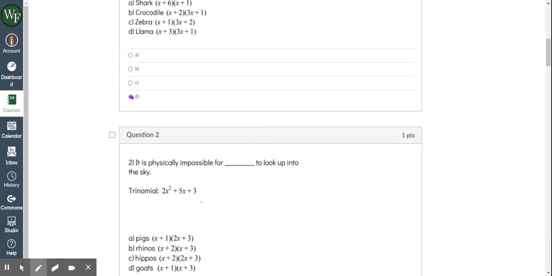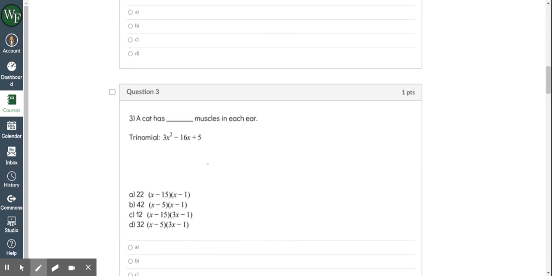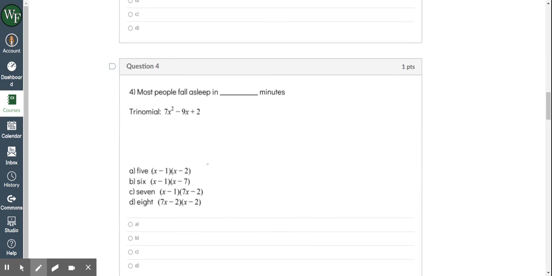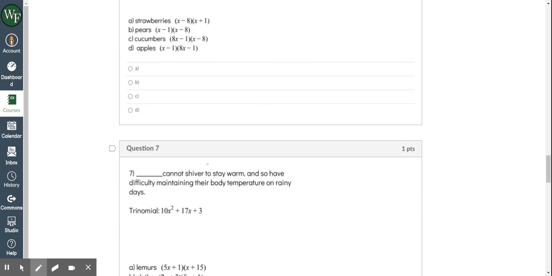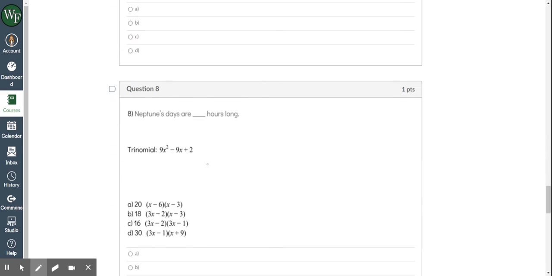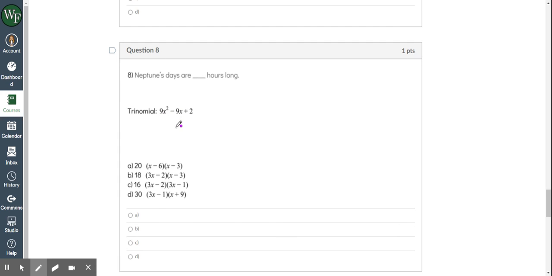Okay, I'll do one more. If you're ready to do the rest of the questions on your own, that's fine. Let's do one that has a negative. Let's do this one. I look at my trinomial. I see that a is greater than 1, so I slide. 9 times 2 is 18. So I'm looking for factors of 18 with a sum of this middle number, which is negative 9.